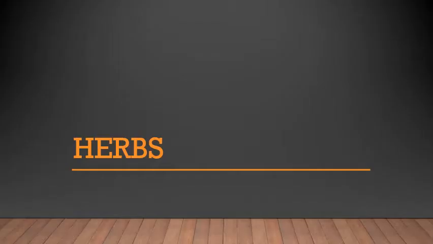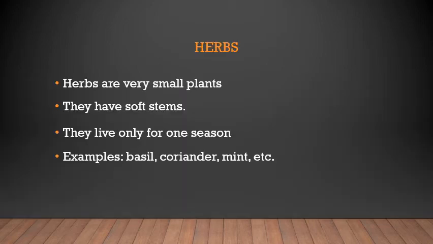Okay. Then what after shrubs? It is the herbs. What are herbs? Herbs are very small plants. Even shrubs are small plants, but herbs are smaller than the shrubs. They have a soft stem, but shrubs have a hard, woody stem. They live only for one season.